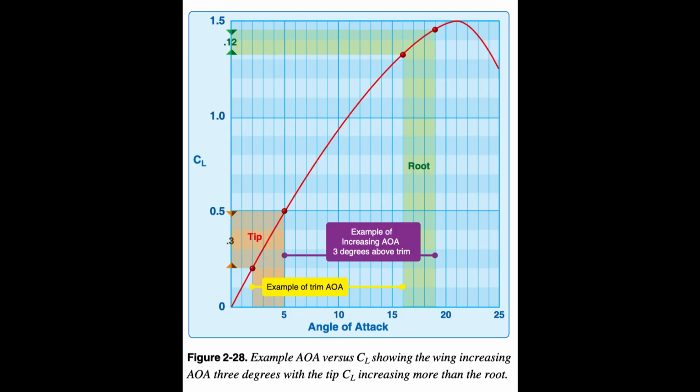The average CL change is greater at the low AOA at the tip chords, while the amount of change of the CL is much less at higher AOA at the root chord.